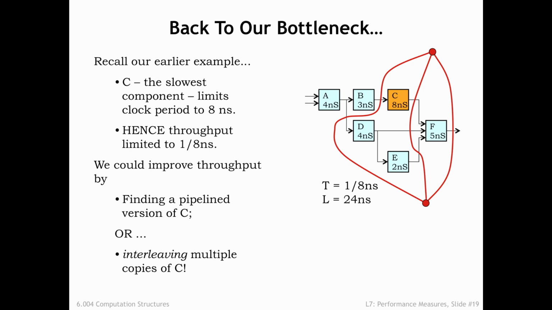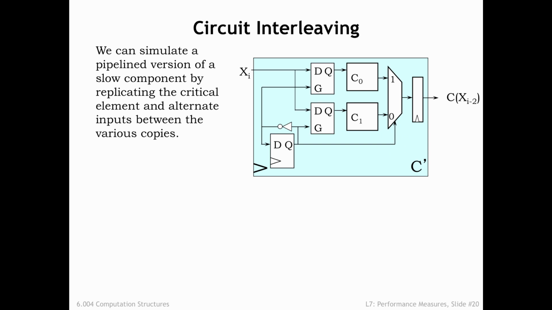Let's try that. Here's a circuit for a general-purpose 2-way interleaver, using, in this case, 2 copies of the unpipelined C component, C0 and C1. The input for each C component comes from a D latch, which has the job of capturing and holding the input value. There's also a multiplexer to select which C component output will be captured by the output register.